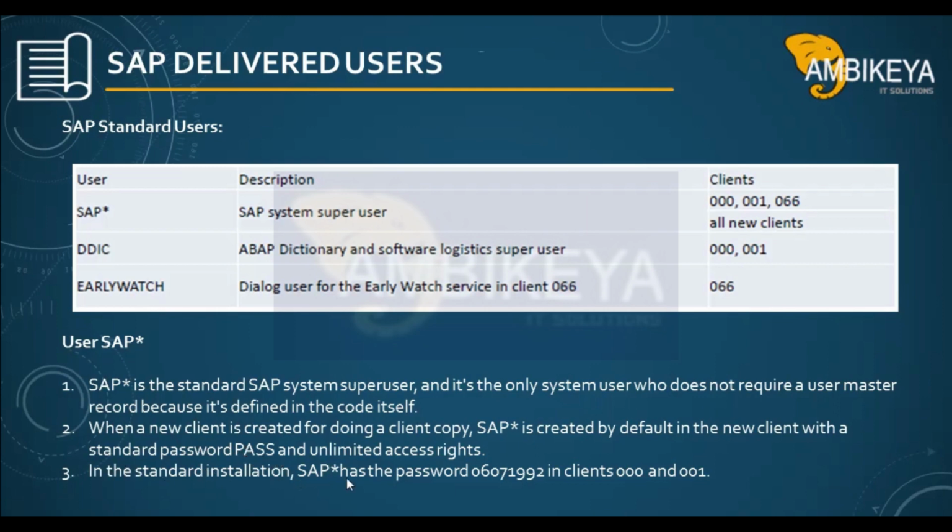The standard installation has a default password. This password is also available for SAP*, and you can use it too. The password is 06071992. There are two passwords for SAP*, but the initial password is this one. Once you log in, you can reset the password.